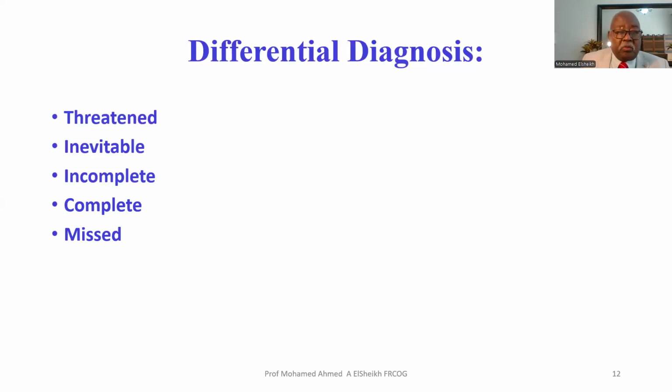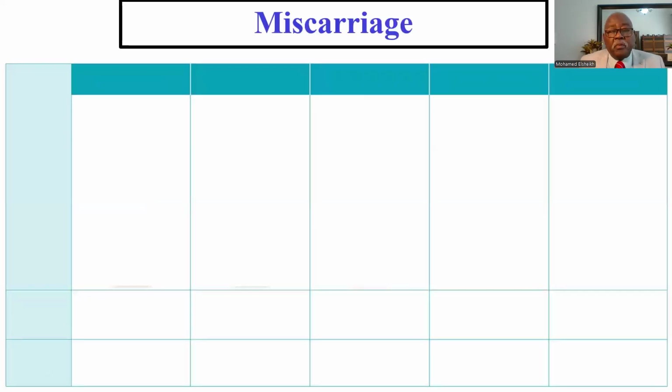So, differential diagnosis, or what types of miscarriage we know of: threatened miscarriage, inevitable, incomplete, complete, missed, septic, and recurrent. The first four are in a progressive way, from being threatened to an inevitable one, then to an incomplete where parts of the conceptus have been passed, or a complete one. This is just how we look at it. We see here types of the miscarriage. We'll go through this again.